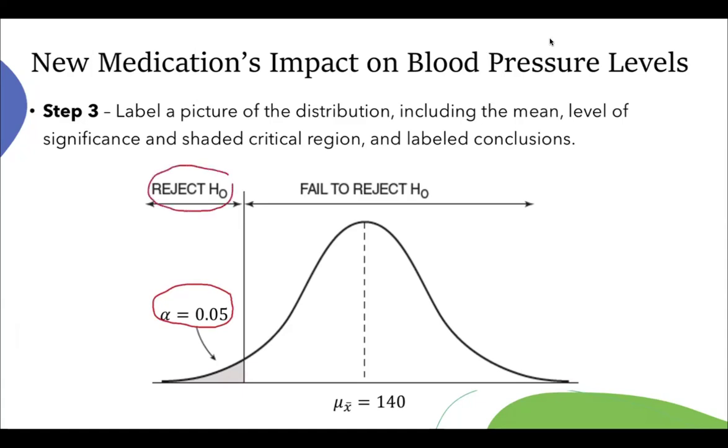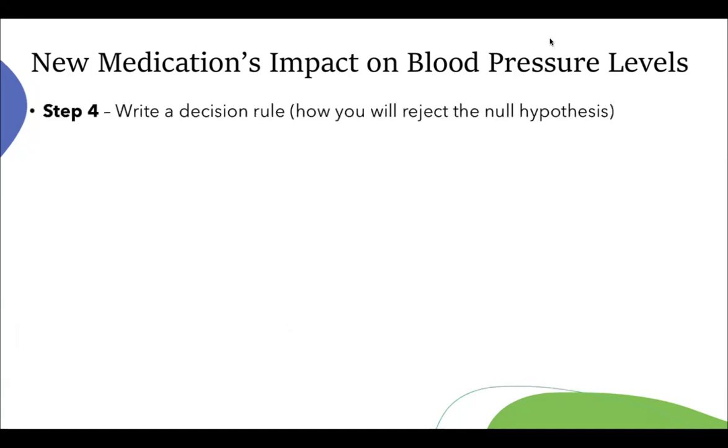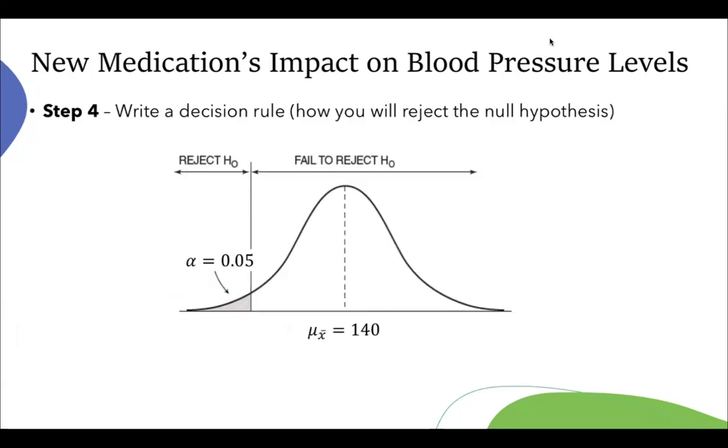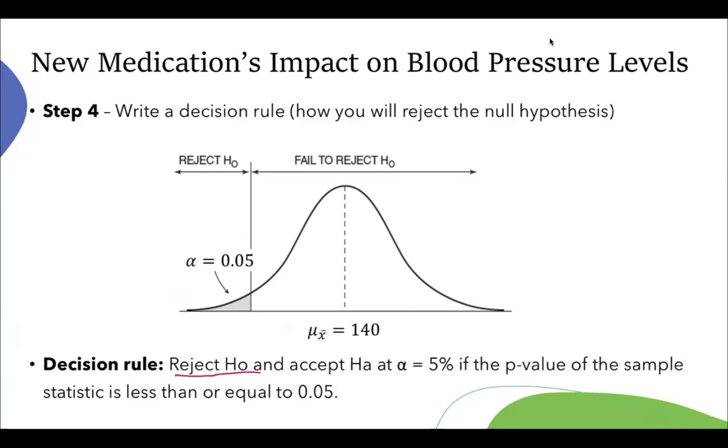We will reject any p-value that is smaller than 5%, and we will fail to reject any p-value that's bigger than 5%. 140 is in the center. Our decision rule is our guiding principle on how we will reject the null hypothesis, and we are going to reject the null hypothesis and accept the alternative at an alpha of 5% if the p-value of the sample statistic x bar is less than or equal to 0.05. We need that p-value to be inside the critical region. That would indicate a significant reduction in blood pressure.